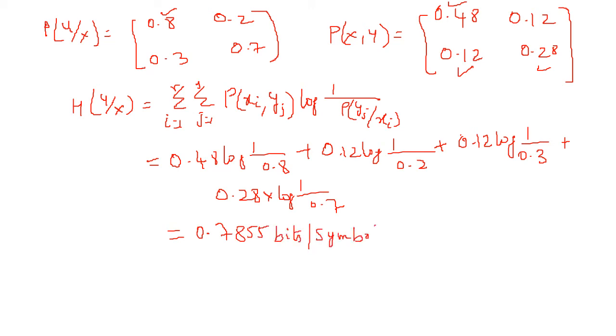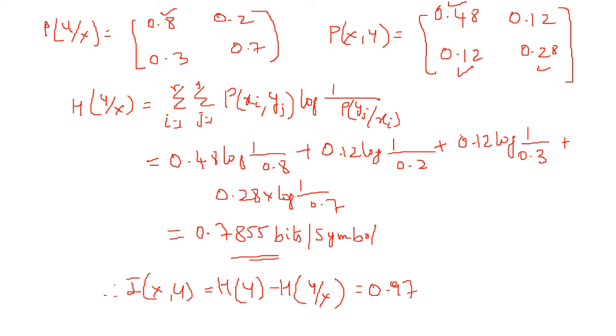Therefore, mutual information I(X,Y) is equal to H(Y) minus H(Y/X), which will be equal to 0.9709 minus 0.7855. So it is equal to 0.1853 bits per symbol. So this is the mutual information for the given channel.